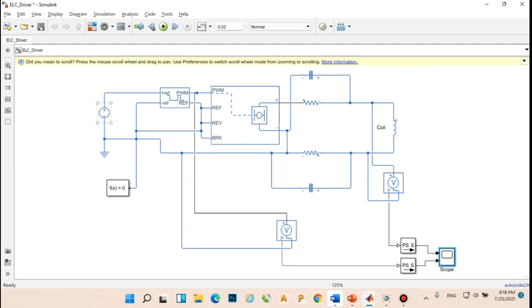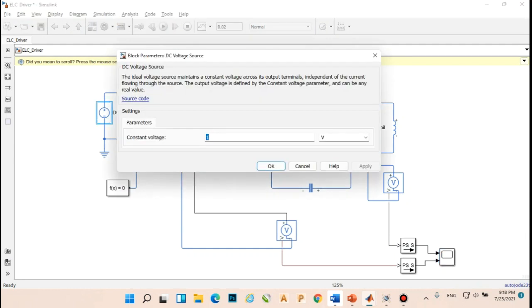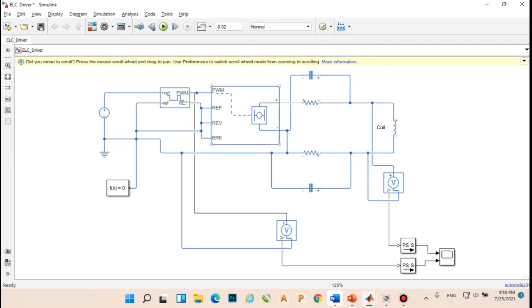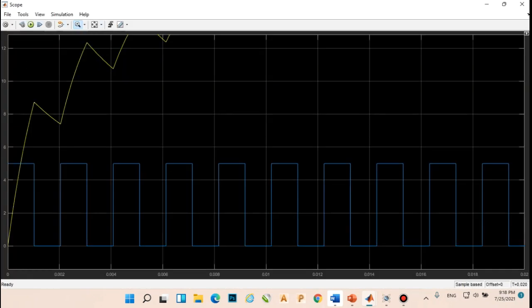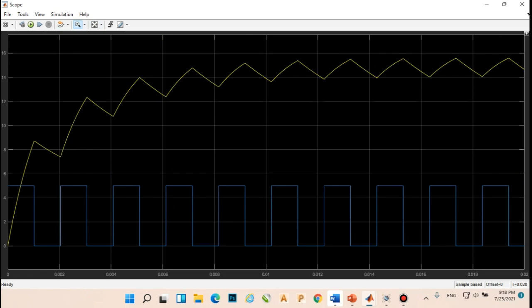If we increase the duty cycle like 2.5 volt, it means 50% duty cycle, you can see it increased the voltage. We built an analog driver for our coil. It's the same, about a millisecond rise time.